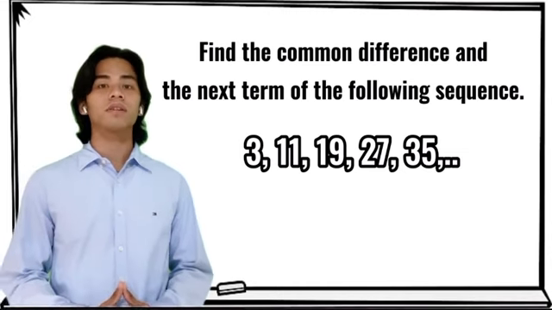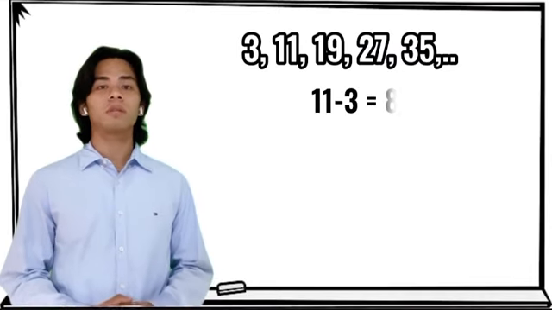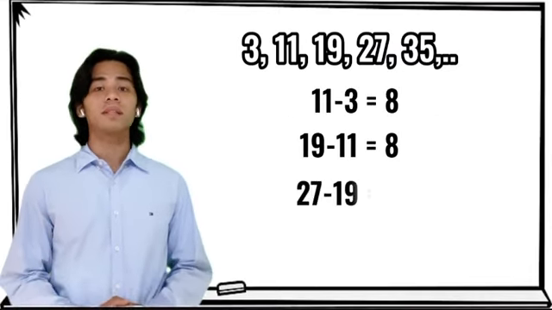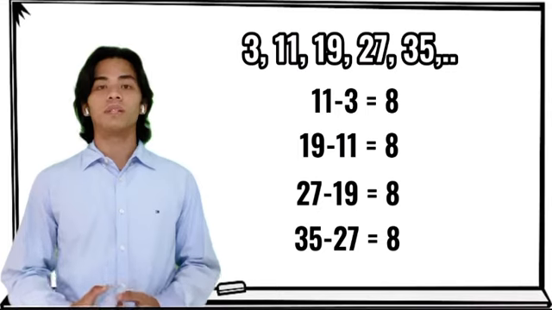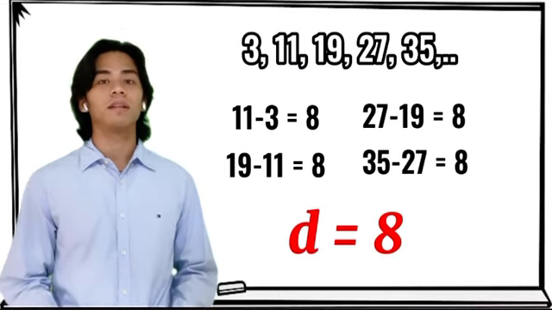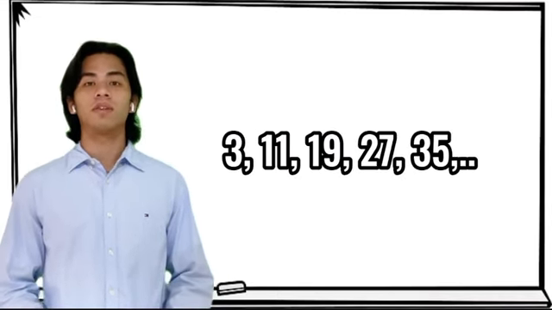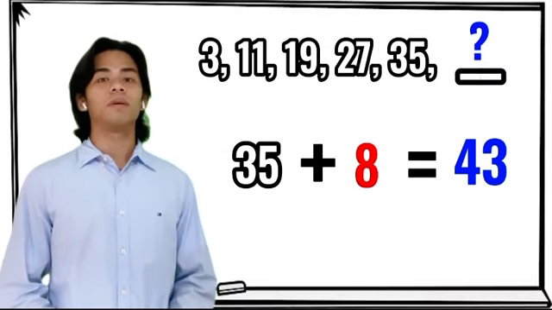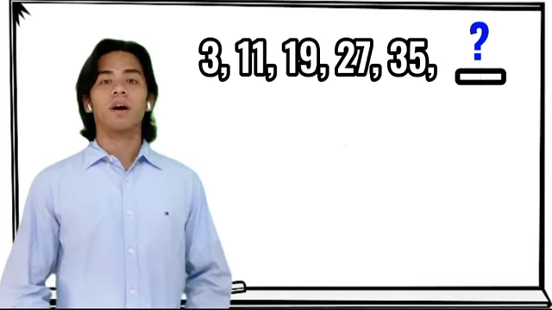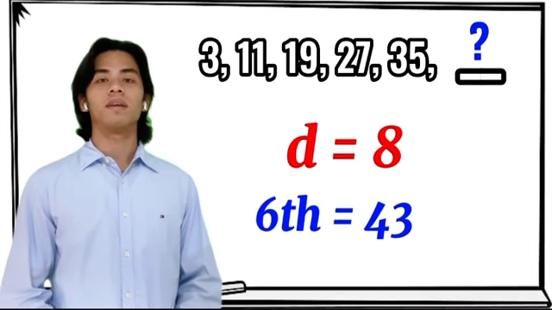Let's have an example. Find the common difference and the next term of the following sequence. To find the common difference, we have to subtract a successive pair of terms. It doesn't matter which pair we pick, as long as they're right next to each other. The difference is always 8, so the common difference is equal to 8. The given sequence has 5 terms, so the 6th term is going to be the next term. We find it by adding the common difference to the 5th term. So our final answer is: the common difference is equal to 8, and the 6th term is equal to 43.